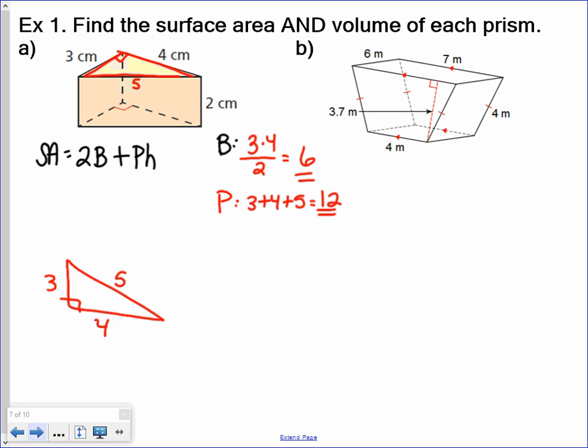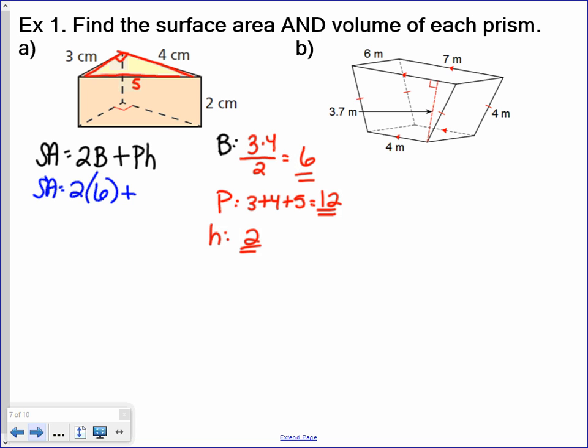We got 2 variables. Our third variable, the height, is the distance between the bases. So what's the distance between the bases? 2. And I don't want to promise you that you'll always use every single number, but usually if you haven't used a number, that's probably your height. And then we just plug it all in. So from there, our surface area is 2 times, there were 2 bases with an area of 6. Our perimeter of the base was 12. Our height was 2. And then we just type it all in and simplify it.